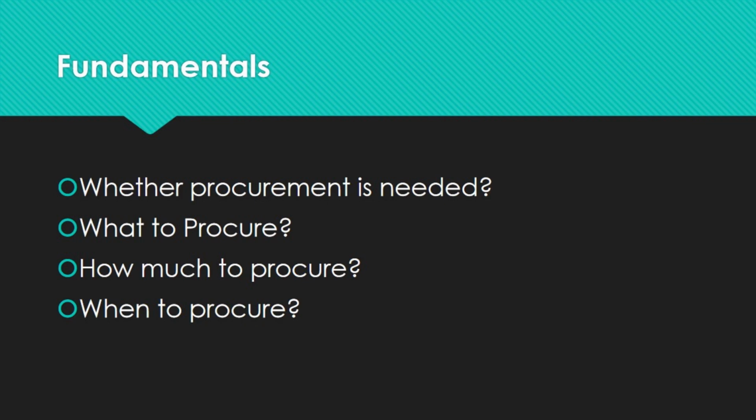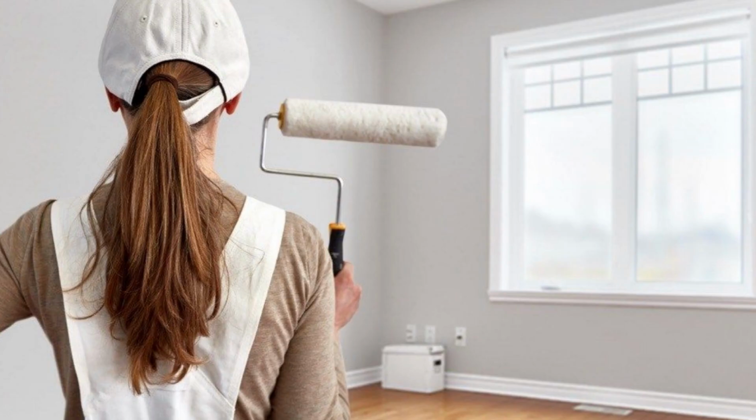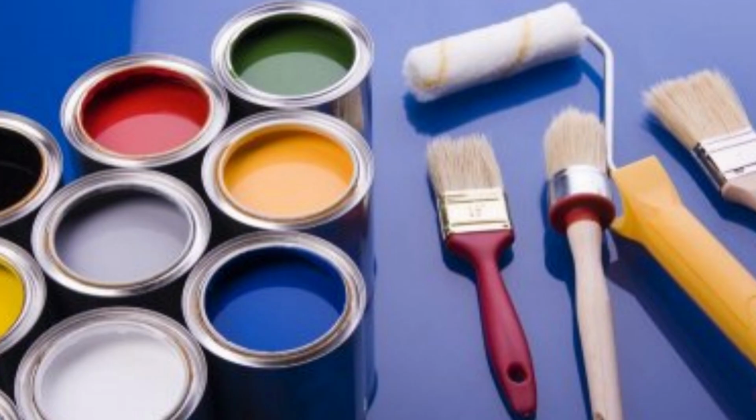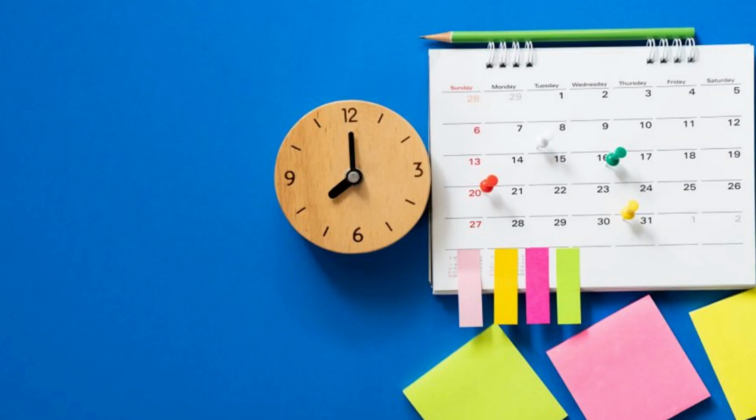Let's take an example. If you have to get your home painted, do you need to have a painter come to your house and paint it, or you can do it yourself? So basically that answers the question whether the procurement is needed. And to paint the house, you will need paints, brushes, and of course the painter. So that is the what to procure. And how much of the quantity of paint you would require will answer the question how much to procure. And when do you need to paint it? Do you need to paint it on weekends when you have more time at your disposal? That answers the question when to procure. So that is a basic example.